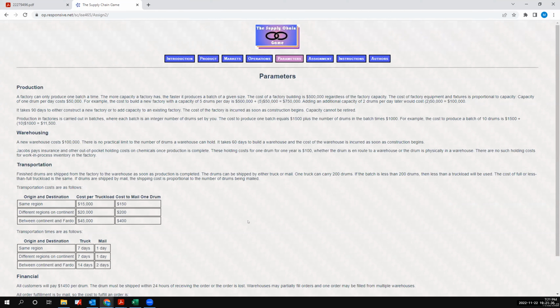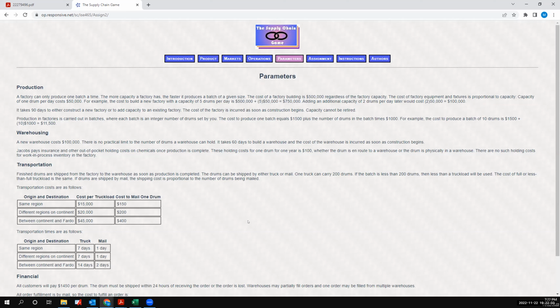One thing that you should be careful here, the cost, it says here, the cost of a factory building is $500,000 regardless of the factory capacity. So in other words, it's a fixed cost of opening a factory. So if you want to open a new factory, let's say in one of the regions, let's say Antwerp, you have to spend $500,000. That's it, regardless. This is like a lump sum payment, let's say overhead.